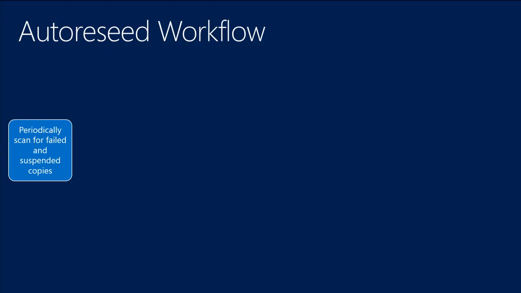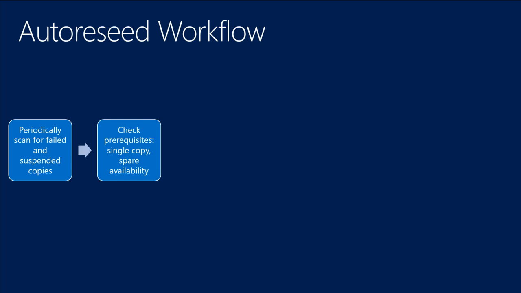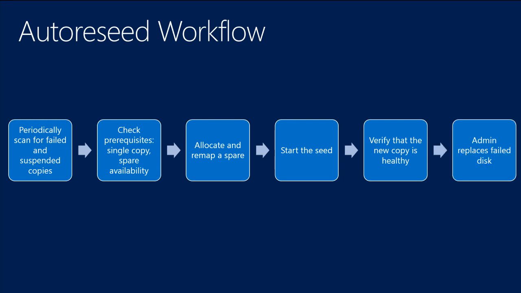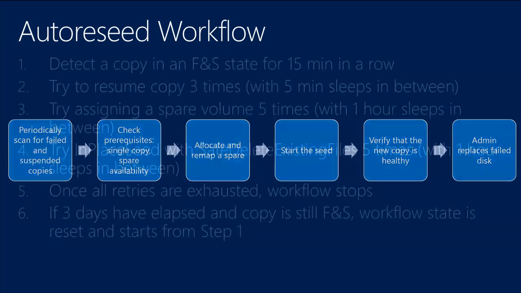So the workflow for auto-reseed is it periodically scans the database copy status, and it's looking for databases that are in a failed and suspended state. And if it finds one of those, it'll go through our prereq checks, and I'll talk about what those are in a minute. And assuming the prereq checks pass, it will go ahead and map one of those spare drives that have been pre-provisioned. It will then start the seeding operation. When the seeding operation is complete, it will verify that the new copy is healthy, and then at that point, it's up to the administrator to go ahead and replace the failed disk. All right, let's dig a little deeper into how that works.